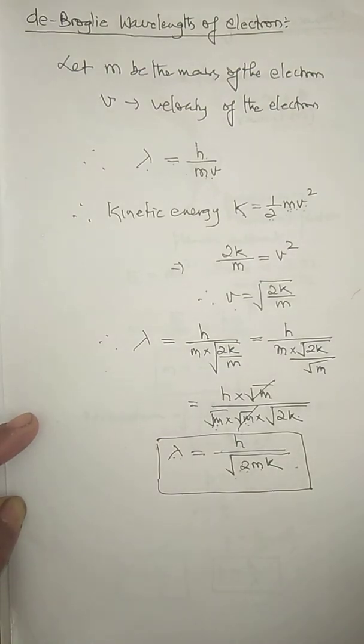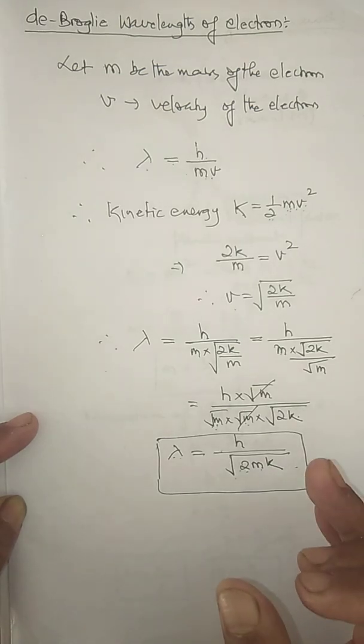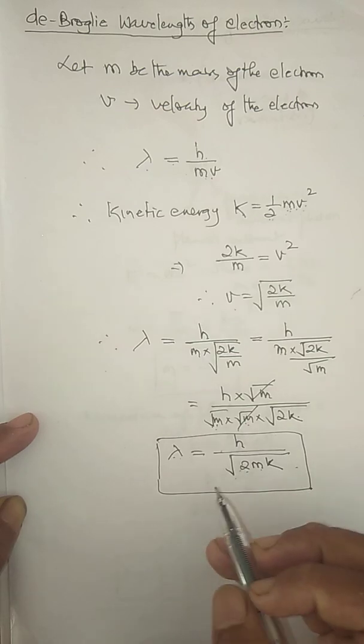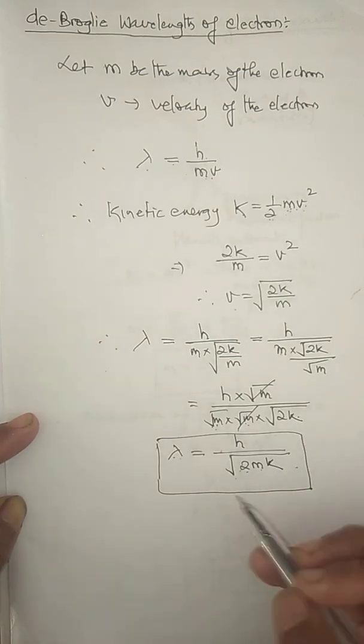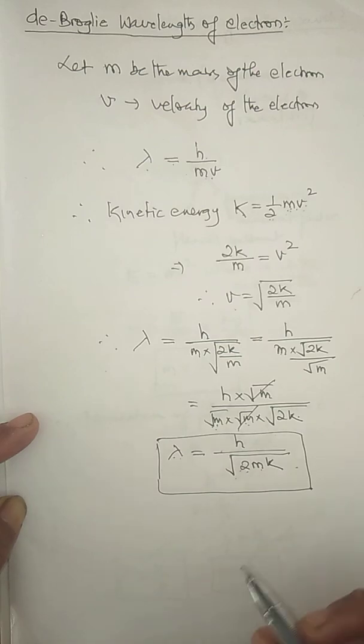Means we can measure this expression of de Broglie wavelength in terms of what? Kinetic energy. Now I consider this expression as a general expression of de Broglie wavelength. Okay, it's not only the expression we can measure for electron only, it can be measured for what? Proton also or neutron also.